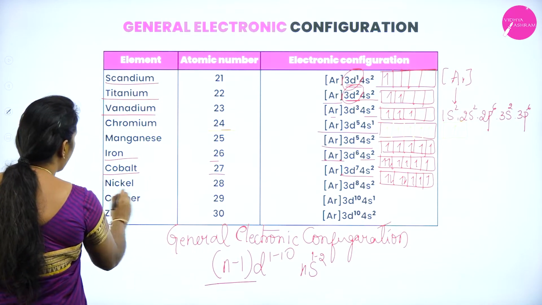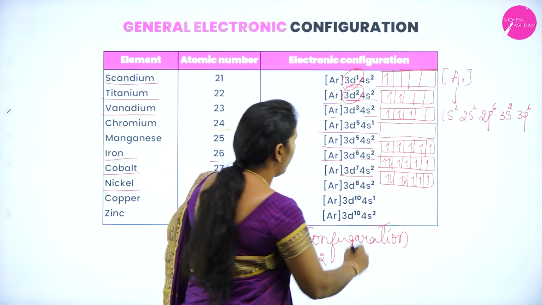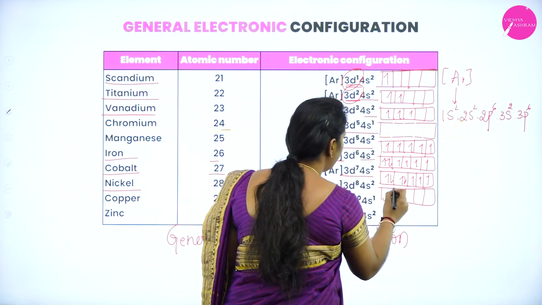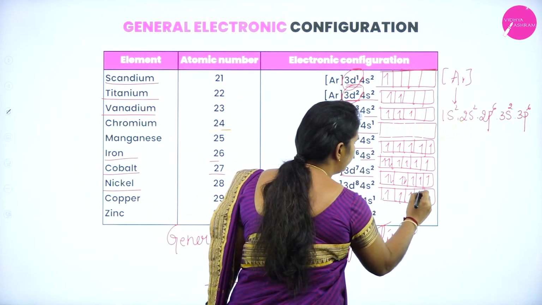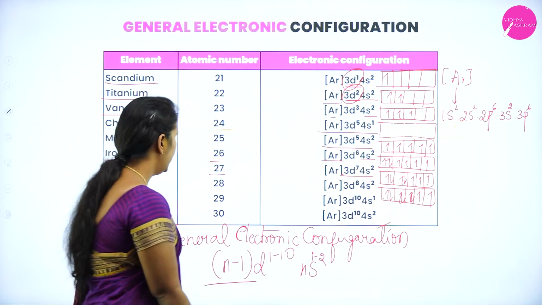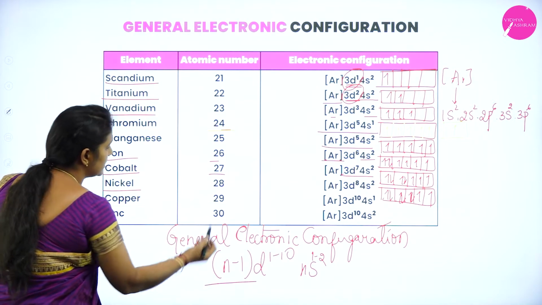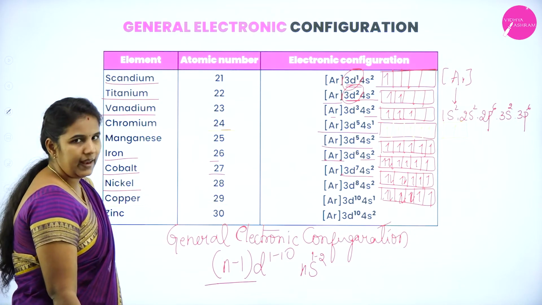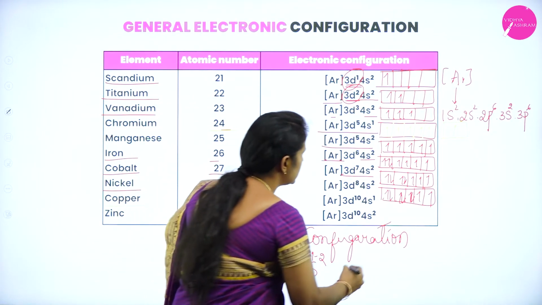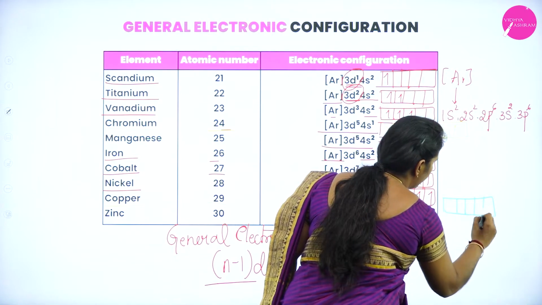Okay. Next we have one more element, nickel, which has 28 electrons, and the electronic configuration goes like this. It is 1, 2, 3, 4, 5, 6, 7, 8. Okay. Similarly, we have copper, an exceptional case, which has 29 electrons. And how do you fill these electrons? So we fill these electrons, I'll write it here. 1, 2, 3, 4 and 5.